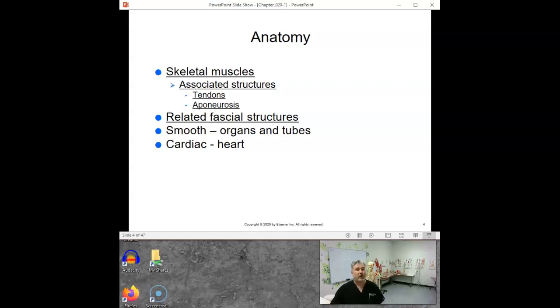Okay, so cardiac, that's your heart muscle. We're not going to really deal with that. Smooth muscle, we're not going to really deal with that. It's just important to be aware it's there. Although we do affect it secondarily sometimes by getting blood to come to the skin, you know, things like that.